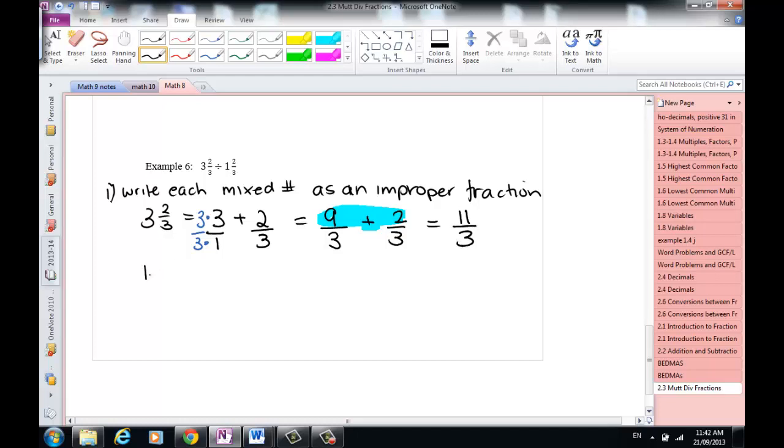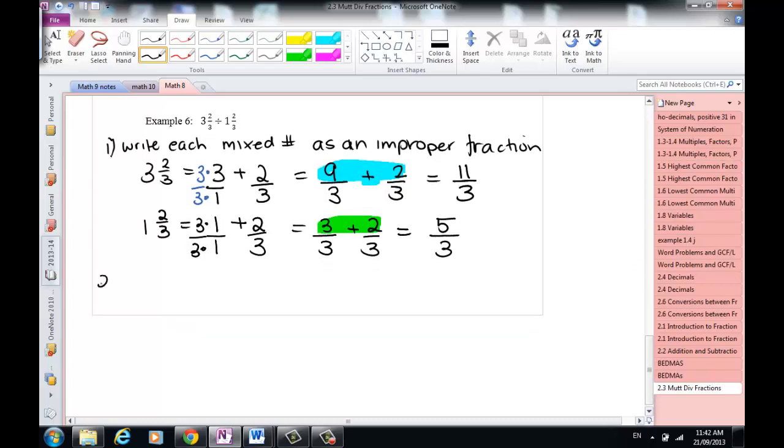My second mixed number is 1 2/3. So this is 1 plus 2/3. The common denominator here is 3. Remember, I can write 1 as 1 over 1, and I'm going to multiply the top and the bottom by 3. This becomes 3 over 3 plus 2 over 3. We're adding fractions that have a common denominator. Therefore, we add the top piece. 3 plus 2 is 5. And the denominator stays the same.